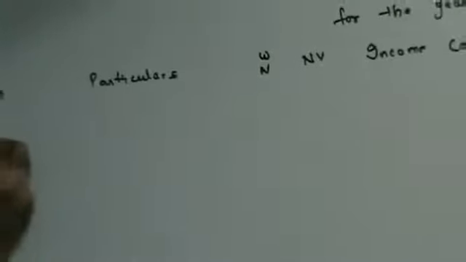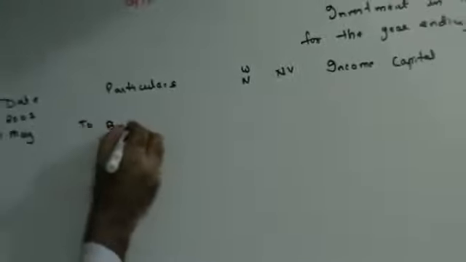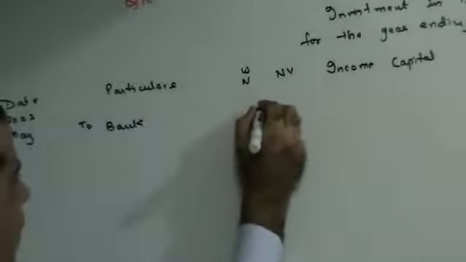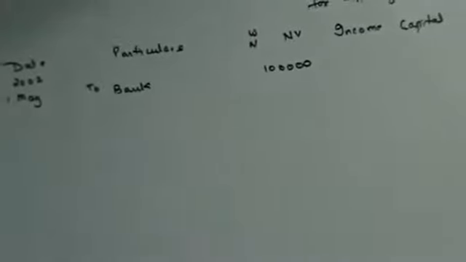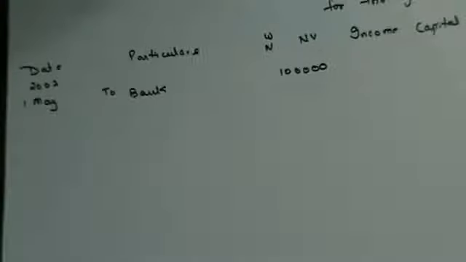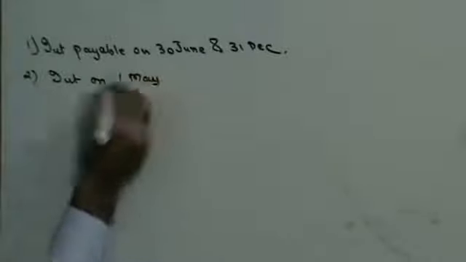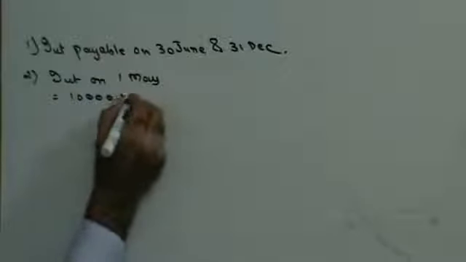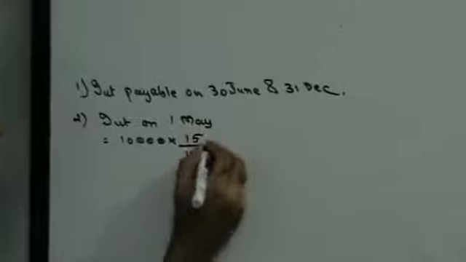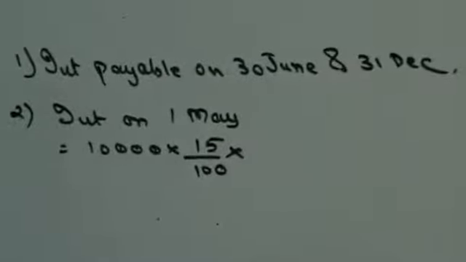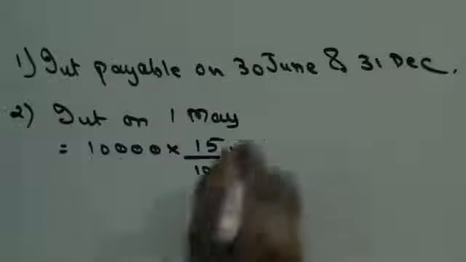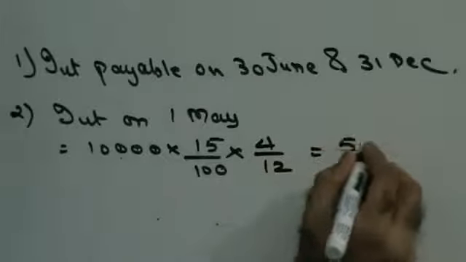Now, they are saying that she purchased on 1st May 2002, by bank. She has purchased debentures of face value 1 lakh at 105 ex interest. Let's calculate the interest first. She has purchased 1 lakh worth debentures, these are 15% debentures. On 1st May, the closest previous date is 31st December, 4 months. Someone please calculate: 5,000.